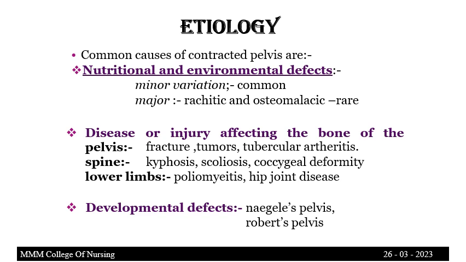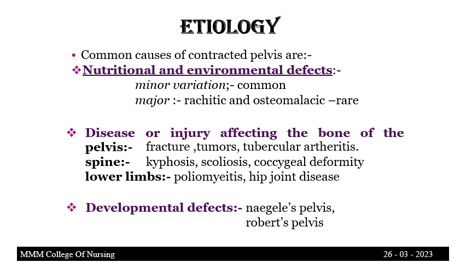And kyphosis. Kyphosis is otherwise called the hunchback or the camel's hump. And scoliosis is the lateral curvature of the spine. A sideways curvature of the spine is called scoliosis. Coccygeal deformity may be due to pain, infection, or injury to the coccyx bone. And developmental defects like Naegele's pelvis.